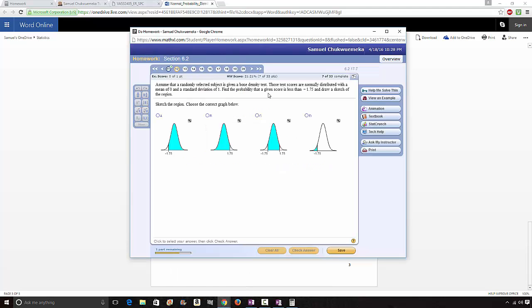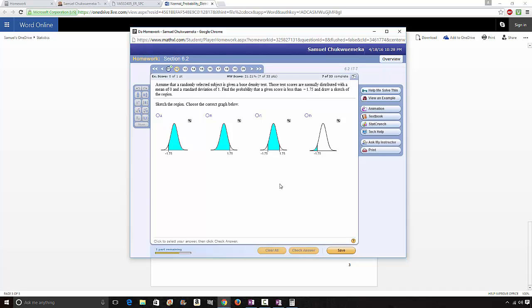Find the probability that a given score is less than negative 1.75. Because this is already the standard normal distribution, this is our z-score right away. Draw a sketch of the region. It's less than, so it's not going to be this, because this area is greater than. This is 1.75, and we are looking for less than negative 1.75.